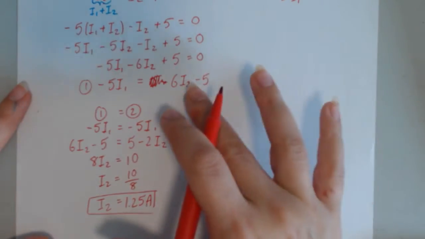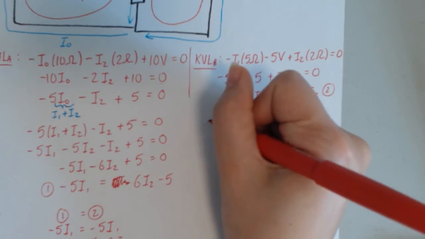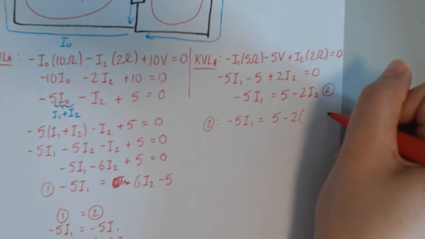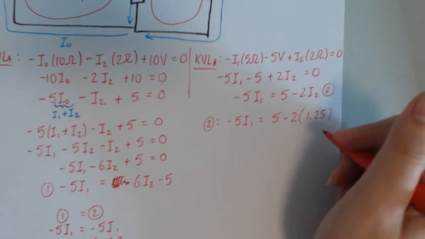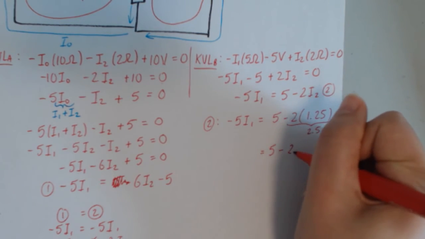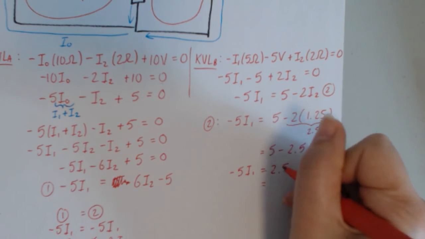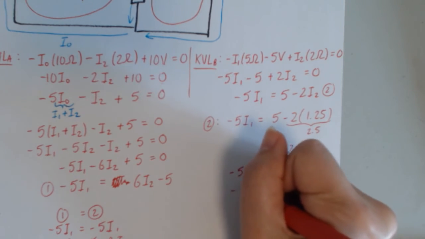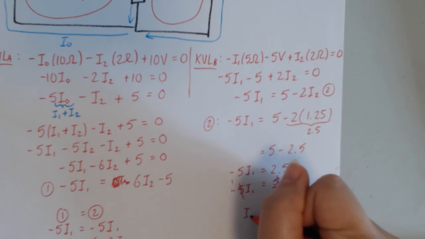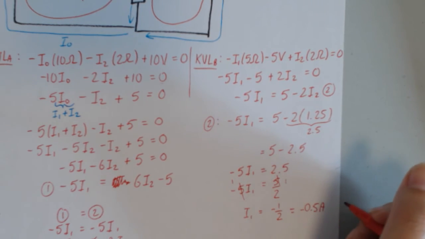Now we have that. We can choose either of these formulas to find I1. I'm going to use equation number 2, but it doesn't really matter. So negative 5 I1 is equal to 5 minus 2 times I2. So that's 1.25. 2 times 1.25, that's 2.5. So 5 minus 2.5 is 2.5. And that's equal to negative 5 I1. 2.5 is the same thing as 5 over 2. I can cancel out a 5 from both sides, leaving me with I1 is equal to negative 1 over 2, or negative 0.5 amps.